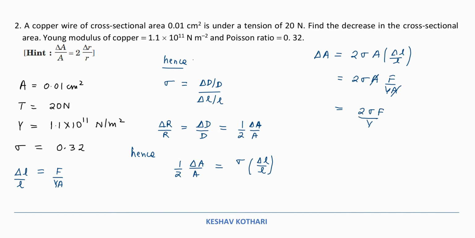If I substitute the values, 2 sigma is 0.32, F, or the tension in the wire, is 20, upon Y, which is 1.1 into 10 to the power 11. So we get the variation in area turning out to be 1.1636 into 10 to the power minus 6 centimeter square. So this is the answer for this particular problem. Let us deal with the next one.